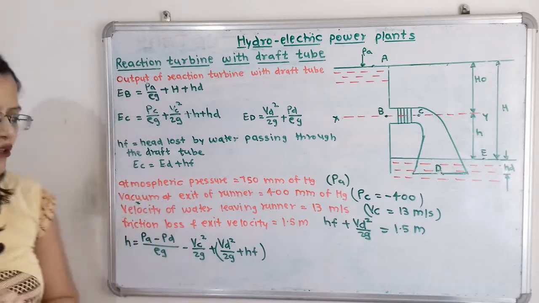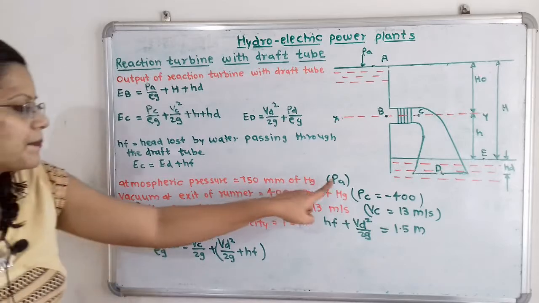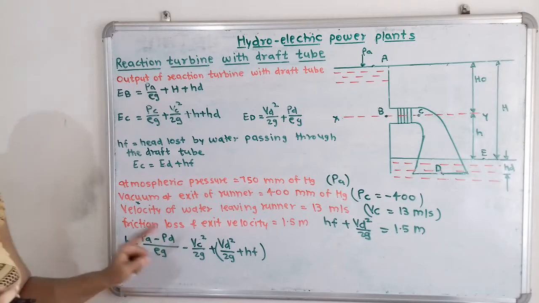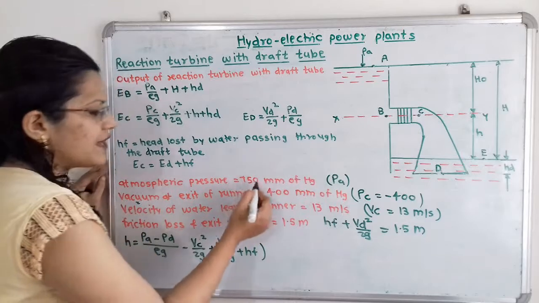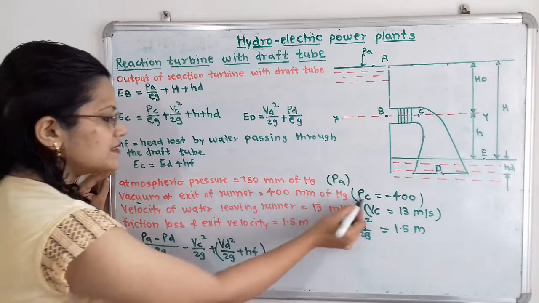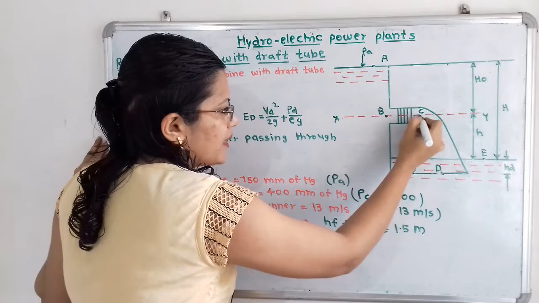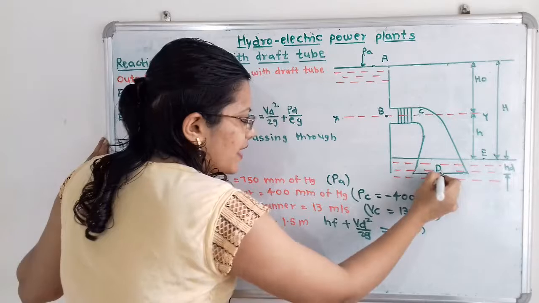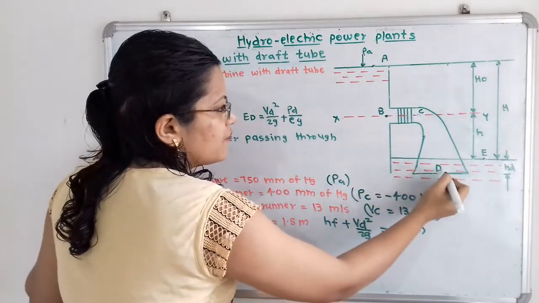Now we will put in the values given in the question. If we observe here, PA is given and PC is given, but in the formula we need the pressure at point D, which we have to find out. So how to find it? PA is given as 750 and PC is given as 400. Now if we observe the diagram, the pressure at point C is given, but how do we find the pressure at point D?